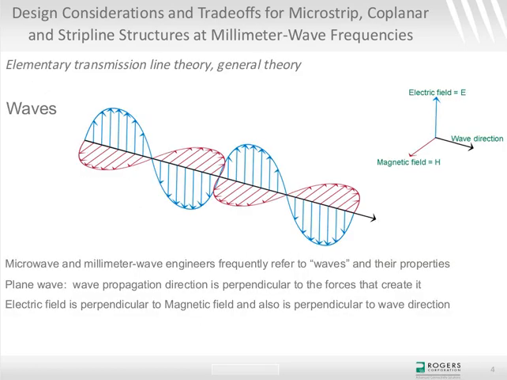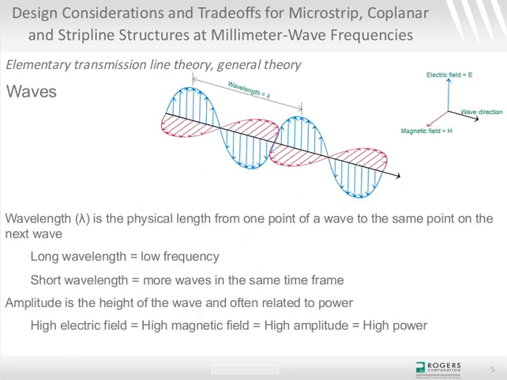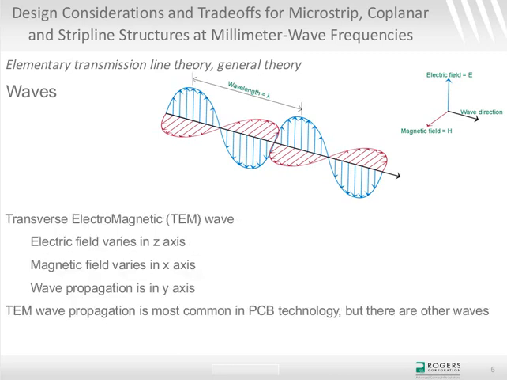So to begin with, some basic transmission line theory. Again, I'm going to buzz through several of these slides pretty quick because I think most people online here probably are aware of this already. But as you all know, microwave and millimeter wave engineers typically refer to waves and wave properties a lot. Wavelength is a pretty big deal. A lot of times we're looking at fractions, half wavelength, quarter wavelength, and basically wavelength is the physical length of the wave from one point to another point on the same wave. A low frequency is basically a long wavelength, and a short wavelength is high frequency.